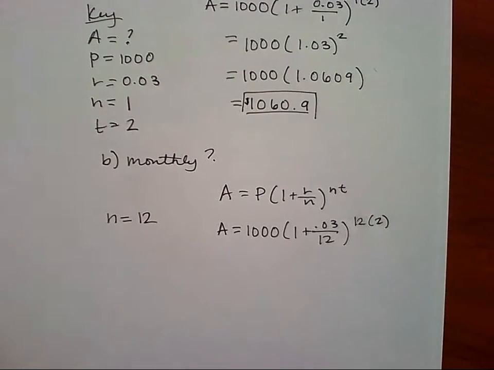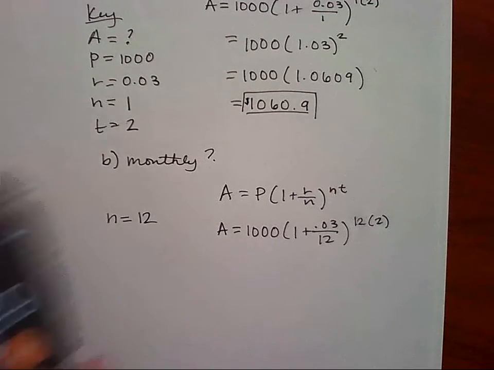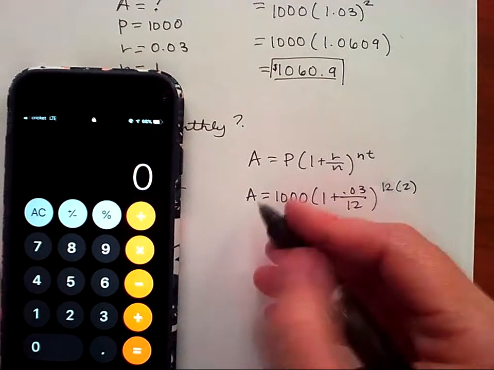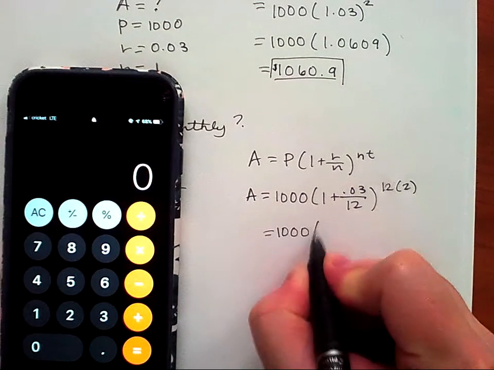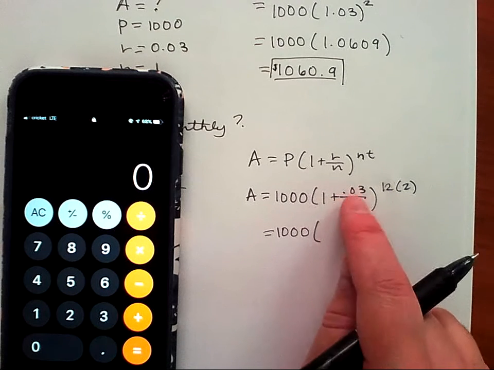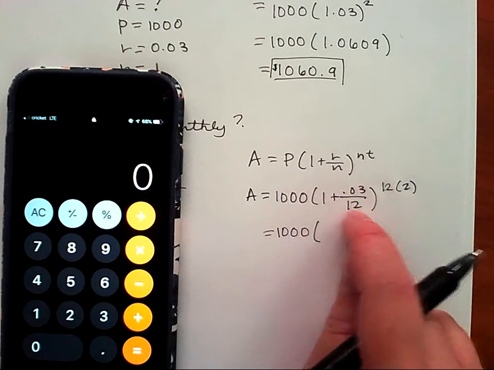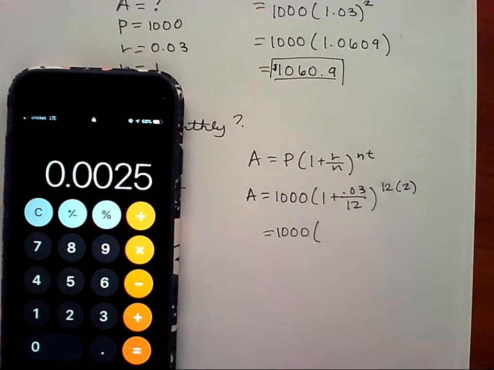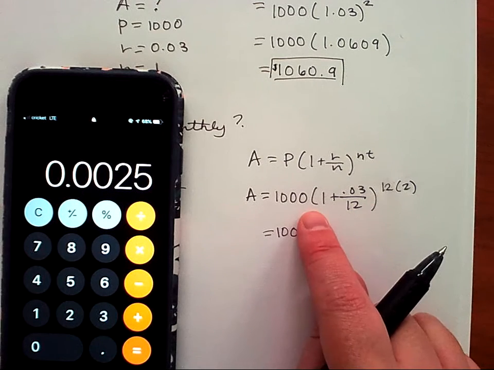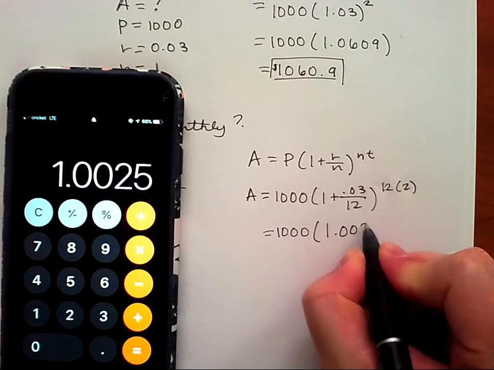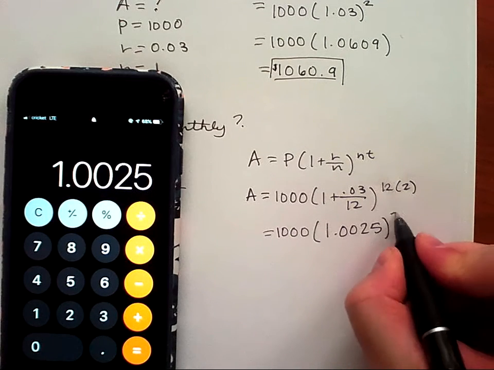Okay, this one is a little trickier to do in your dollar store, right? So again, we're doing PEMDAS. I need to clean up inside the parentheses first. So how do I do this? Inside the parentheses, I have division and I have addition, so I need to do the division first, right? 0.03 divided by 12 equals that. And then I do 1 plus this. 12 times 2 is 24.